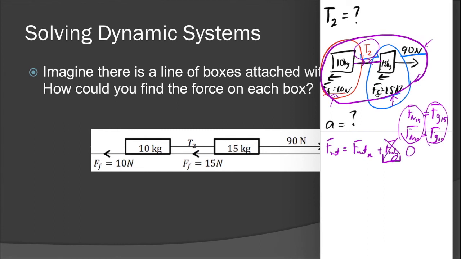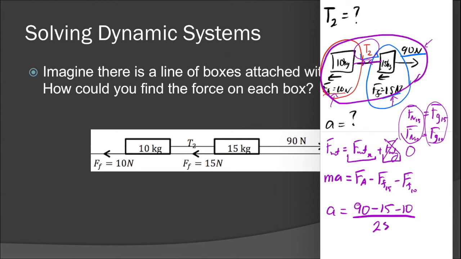So to find our total acceleration, we only look at our X. Our net force Ma is going to be equal to our applied force minus the force of friction of our 15 box minus the force of friction of our 10 box. So our acceleration is simply 90 minus 15 minus 10 divided by the total mass of the system. And our total mass of this system is 25. So in this situation, our acceleration is therefore equal to 2.6 meters per second squared forwards.